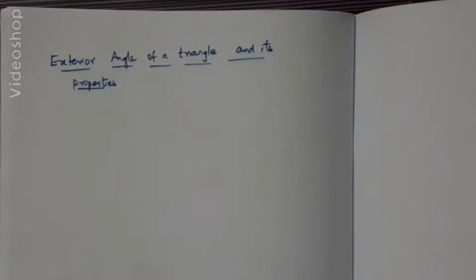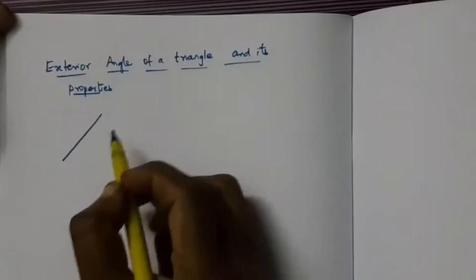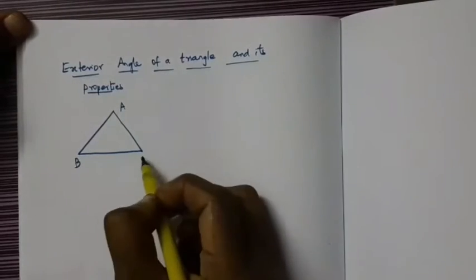Morning. In this class, we will study the exterior angle of a triangle and its properties, and we will proceed to solving exercise 6.2. Okay, we know what a triangle is. So take an example: triangle ABC.